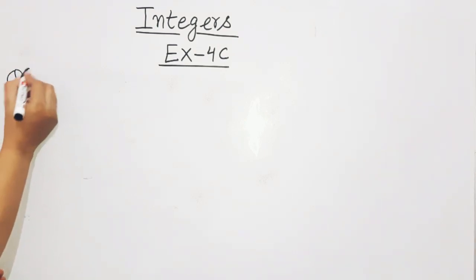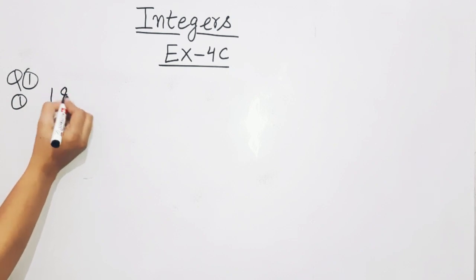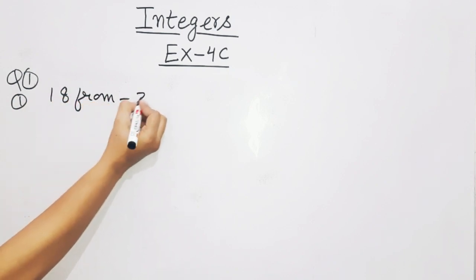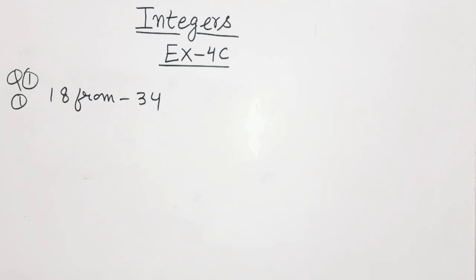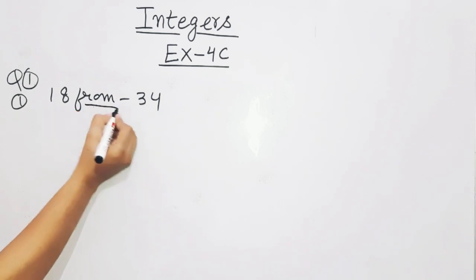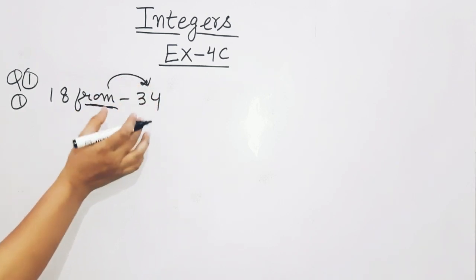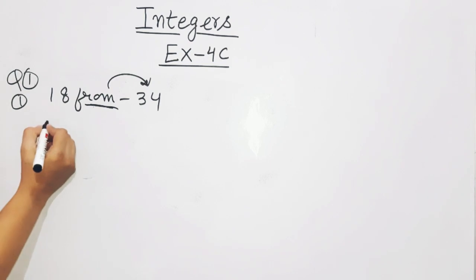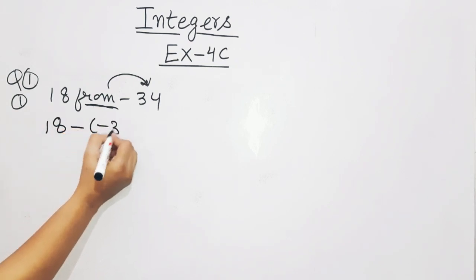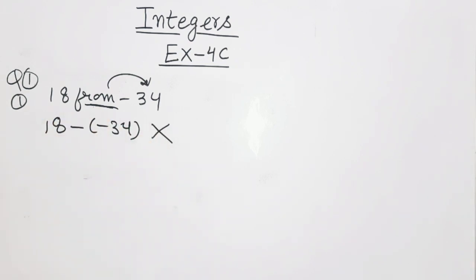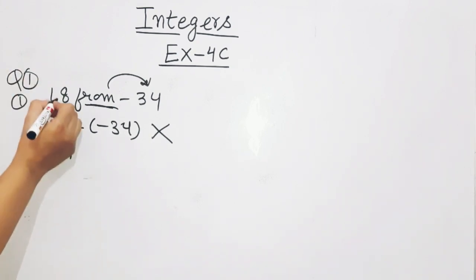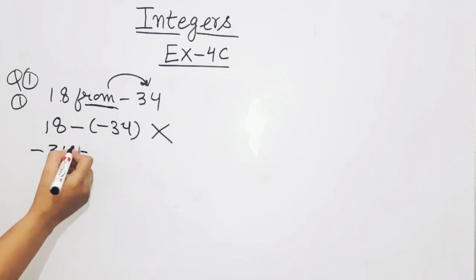So question number 1, first option, 18 from minus 34. One thing which you need to keep in mind is that the term written after "from" is the one you have to subtract from. You are not going to write like this: 18 minus minus 34. This is wrong. How will you proceed? The term which is written after the word "from" will come first. That means you have to subtract 18 from minus 34. This is how you are going to proceed.